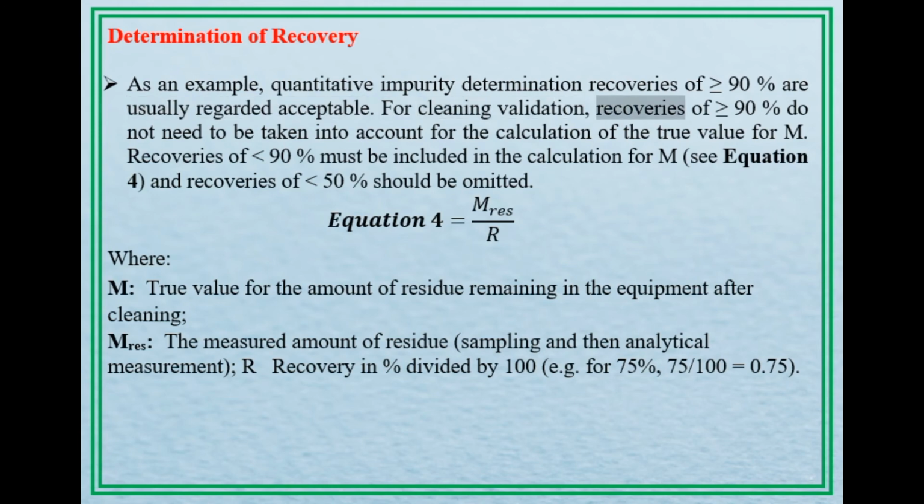For cleaning validation, recoveries of 90% do not need to be taken into account for the calculation of the true value for M. Recoveries below 90% must be included in the calculation for M, see Equation 4, and recoveries below 50% should be omitted. Equation 4. Where M is the true value for the amount of residue remaining in the equipment after cleaning, Mres is the measured amount of residue, sampling and then analytical measurement, and R is the recovery in percent divided by 100. For example, for 75%, 75 divided by 100 equals 0.75.